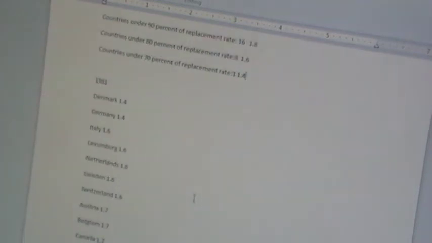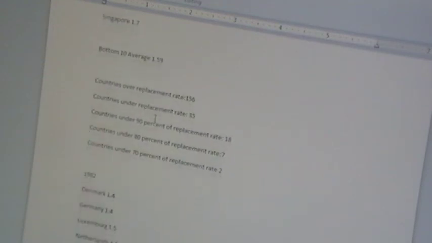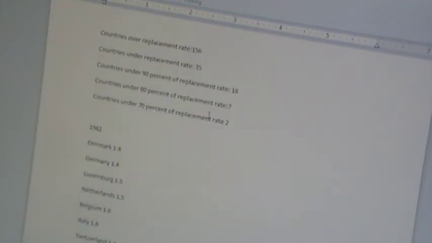All right. Here we have Denmark at 1.4. Germany again's in the lead. Italy, surprisingly, not many people talk about its low birth rate, but Italy remains in the top 10 for a very long time. Luxembourg, Netherlands, all 1.7. Now the bottom 10 goes to 1.59. As you can see, though, countries over replacement rate, 156. The countries under the replacement rate, 2.1, 35. Countries under 90%, 18, 7, 2. These numbers will grow as we go along.